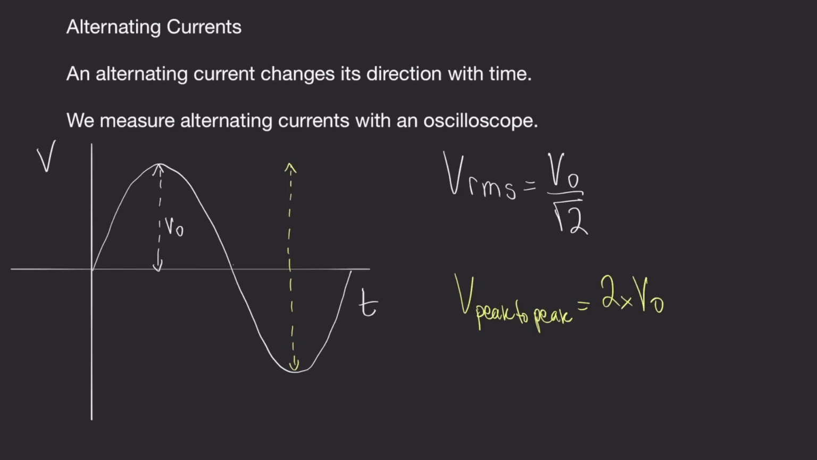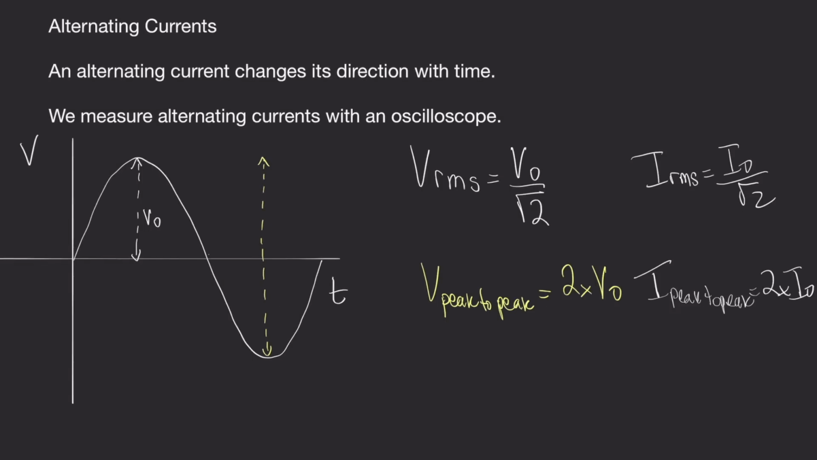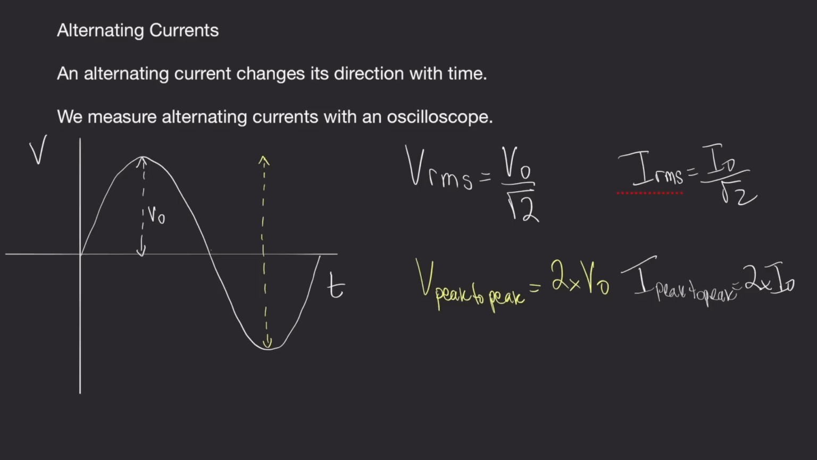Exactly the same equations will also apply for the current. So we can say that I RMS is equal to I0 over root 2, and I peak to peak is equal to 2 times I0. Sometimes we get questions on the average power that's been dissipated, so we can write down an equation that P average, in this case, is simply going to be I RMS multiplied by V RMS.